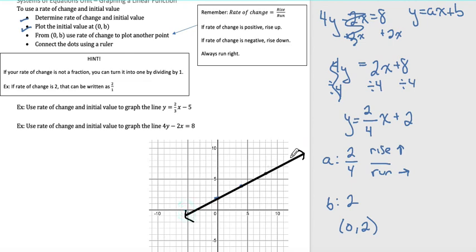So you can either use a table of values like we did in the first example, or you can use initial value and slope. Either way, you'll plot some points, and then you'll use a ruler to connect the dots, and you have your graph.